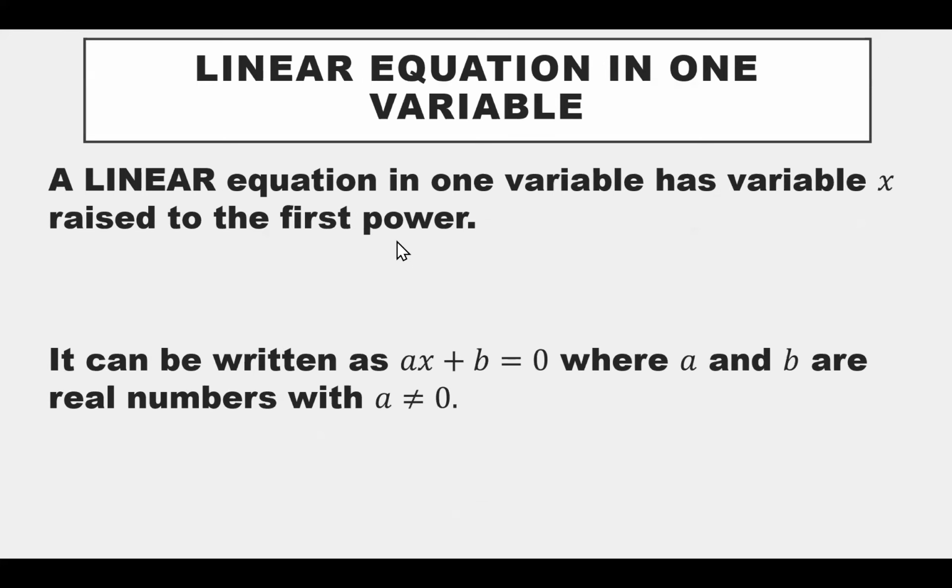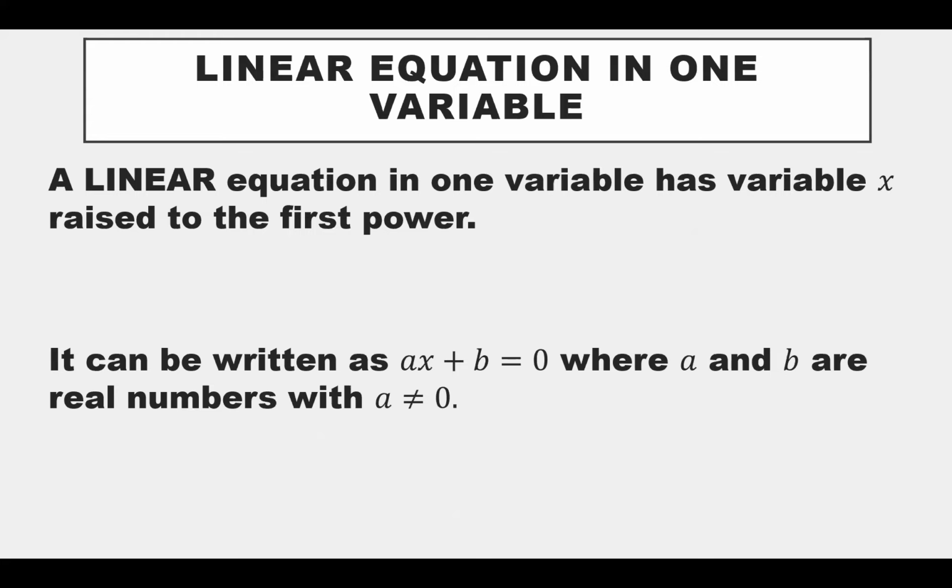Now, a linear equation is an equation in one variable. A one variable linear equation is an equation that has variable x being raised to the first power. So we have x not being squared or raised to the third power or anything like that. It's always just x raised to the first power when I multiply things out and simplify.